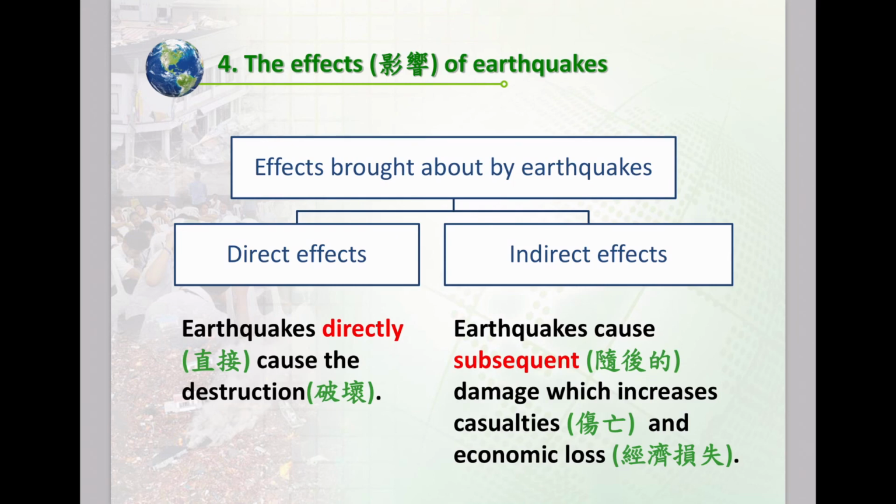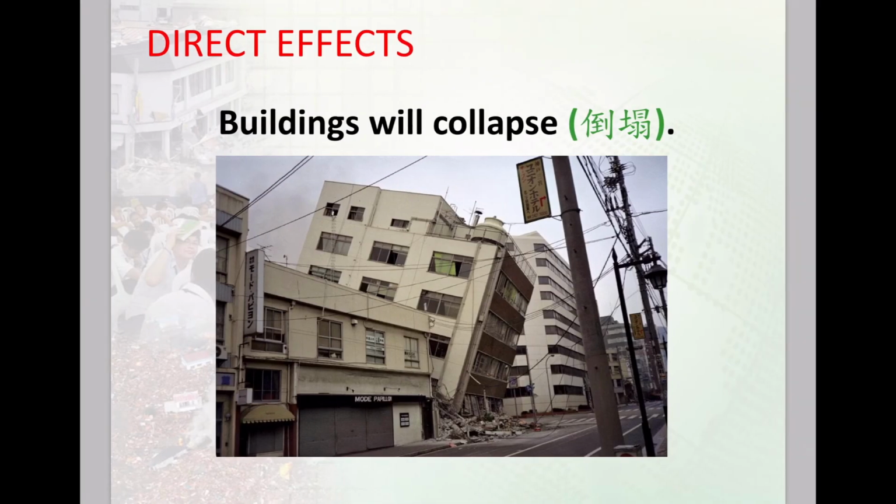So far, have you written down all the Chinese meanings? You can see the green words in this PowerPoint. Okay, let's look at some examples. Direct effects. What can you see in the photos? What happened to that building? Can you see the building here? You can see that the buildings collapse.